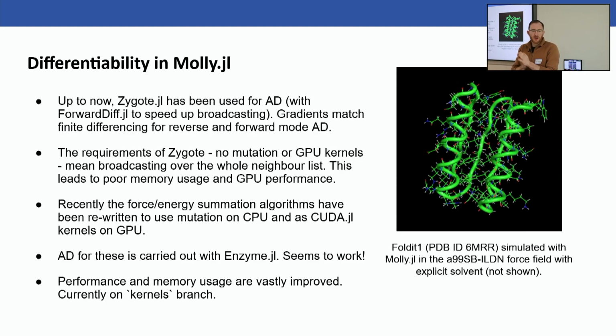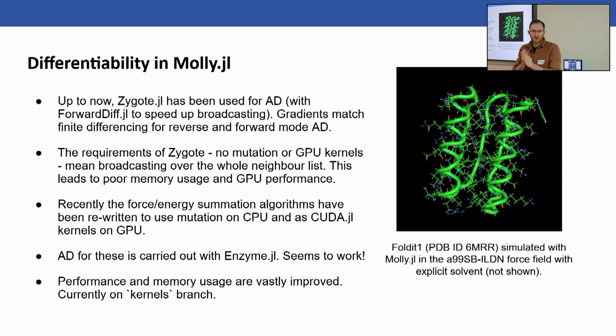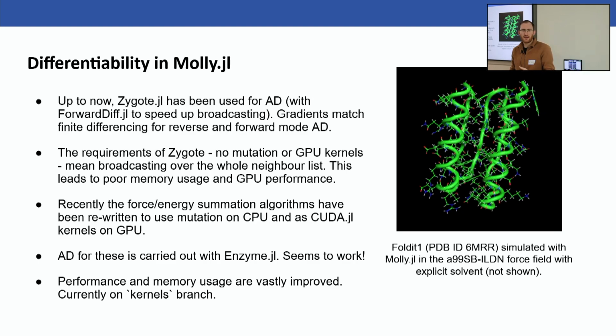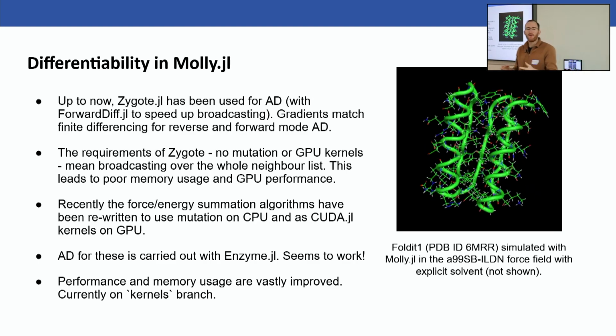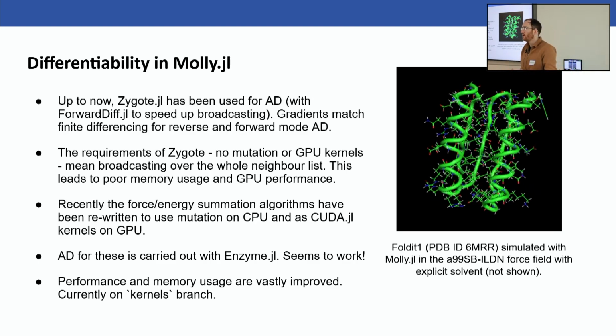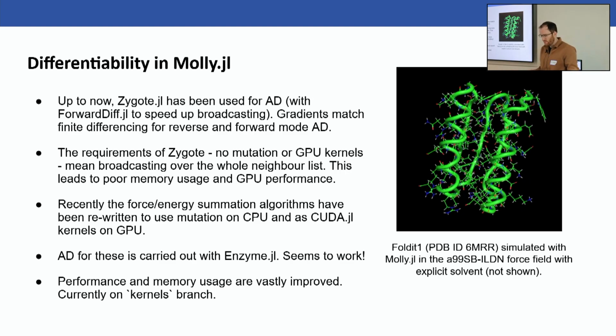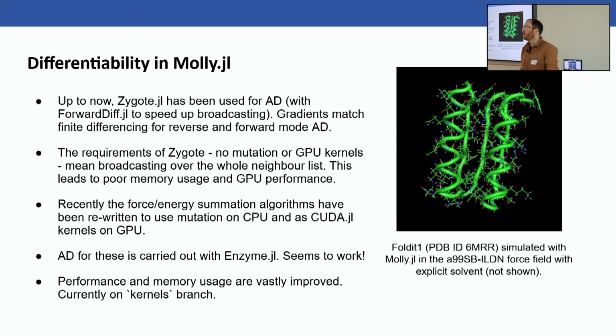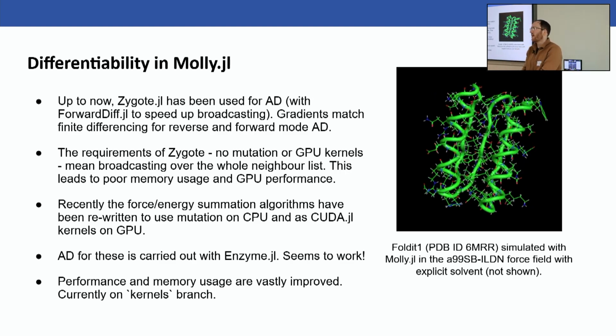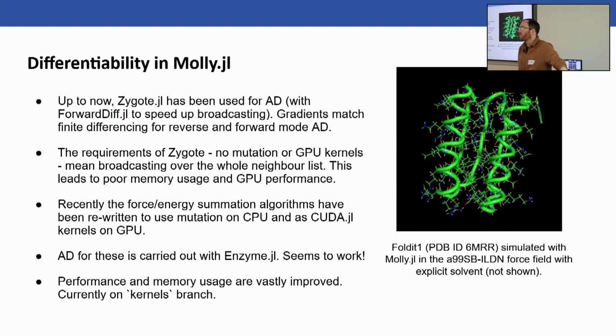So I said we can do this. The history of this in Molly is up to now, and by now I mean the last 2 weeks or so. We've used Zygote, which is a really nice package. It's one of the, I guess in Julia terms, it's actually quite old now.